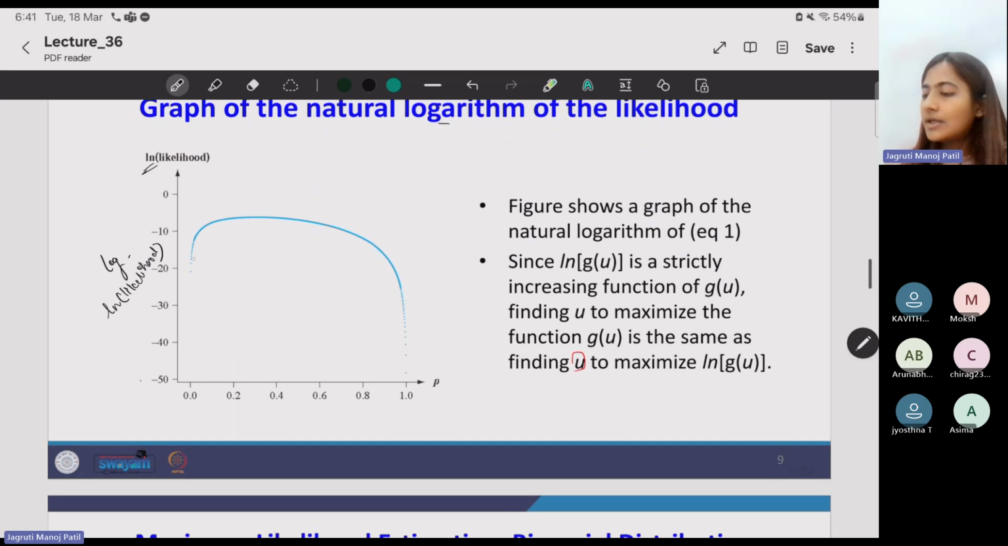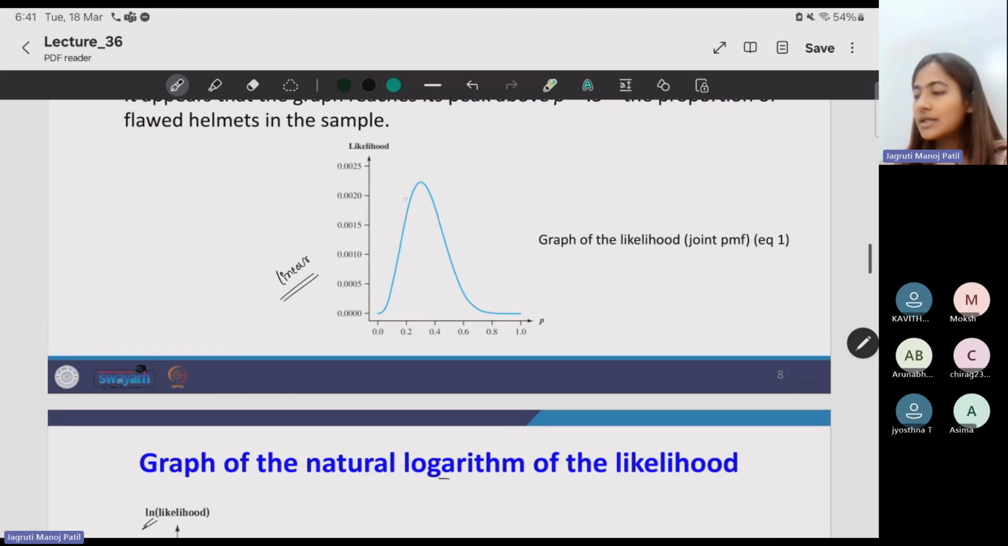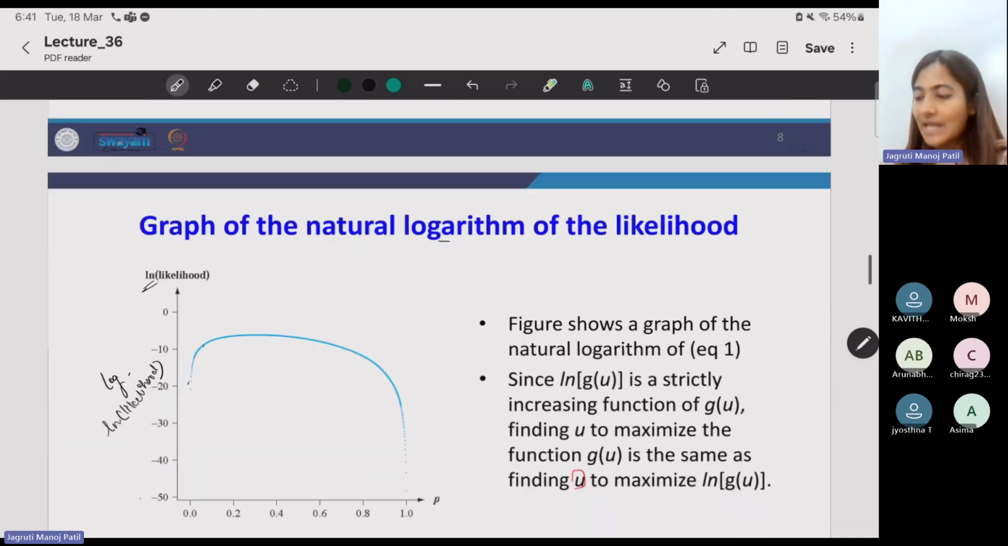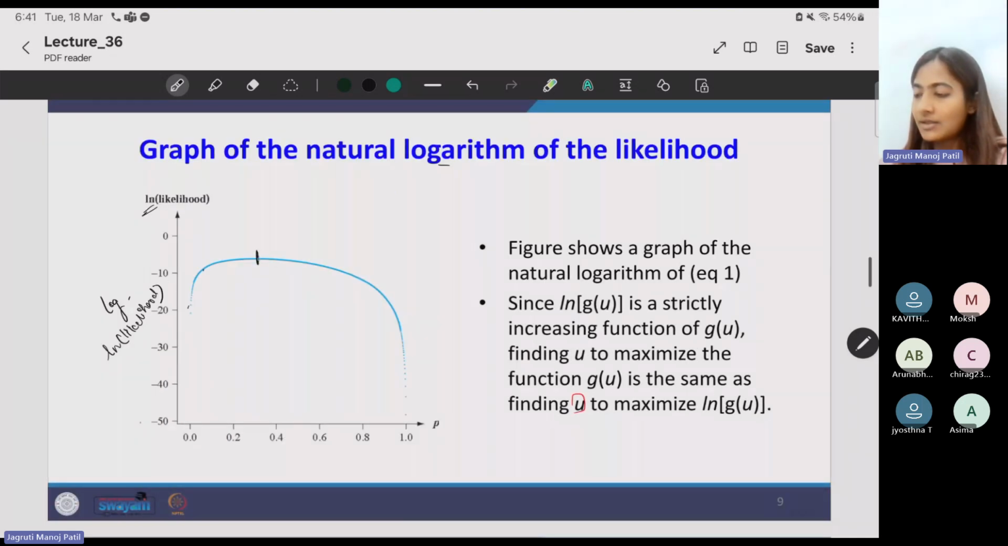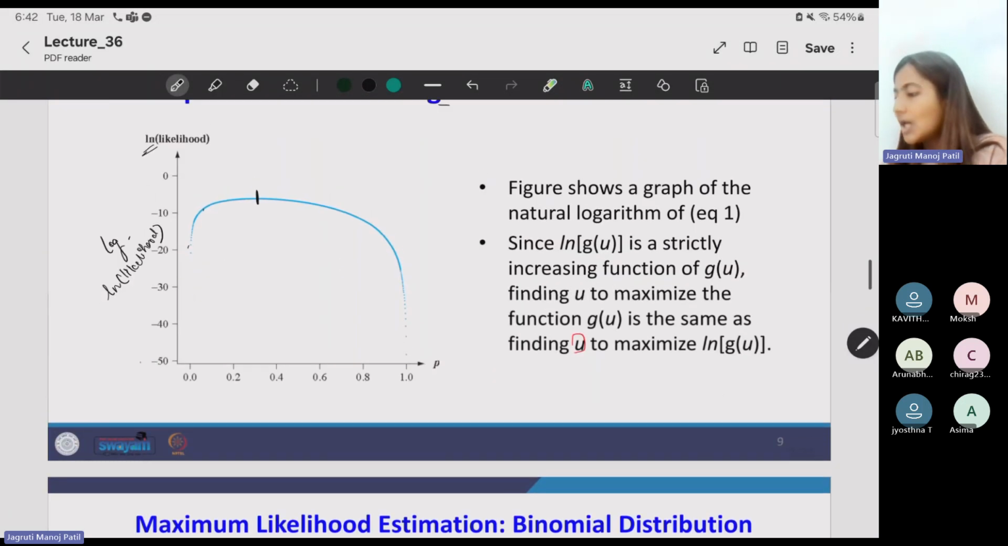What you see over here is that it is increasing and then it starts decreasing. This particular function is strictly increasing for a certain range, and the other one does something similar; after that it starts to decrease. Let's say we assume this function g of u is strictly increasing, then ln g of u will also be strictly increasing. So we need to find the u that maximizes g of u, which will also be the same for that particular function.